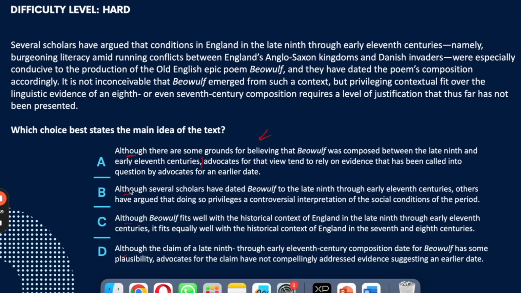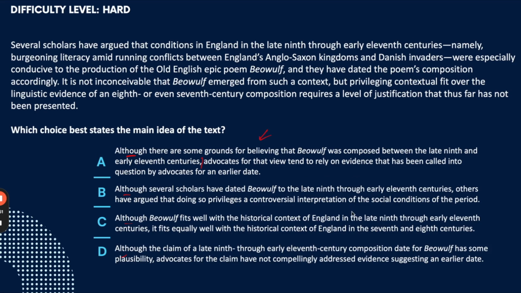Okay, now look at the options over here. They all are very lengthy, so you can always divide your options into two parts and see how you can eliminate your options, right? Let's read the first one. Although there are some grounds for believing that B was composed between the late 9th and early 11th centuries. There was nothing wrong in the first part of it, so I can read ahead and see if there's something wrong here.